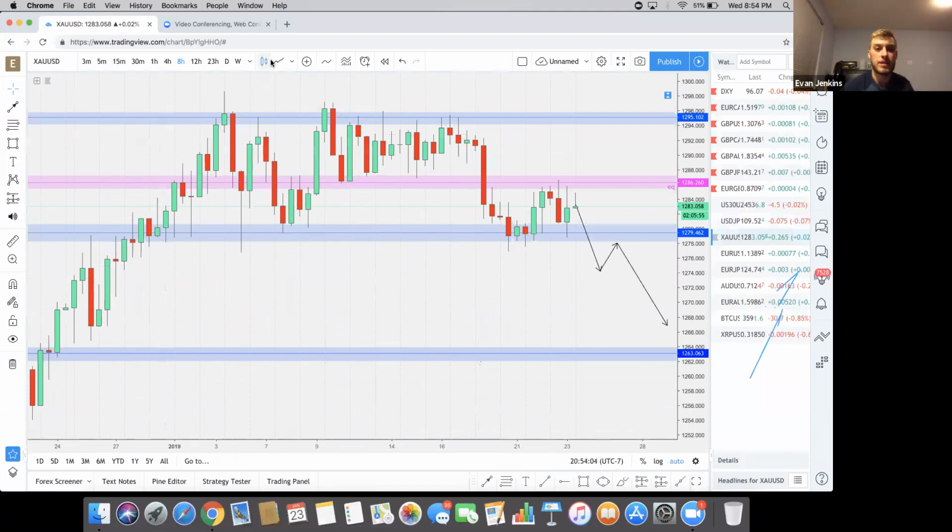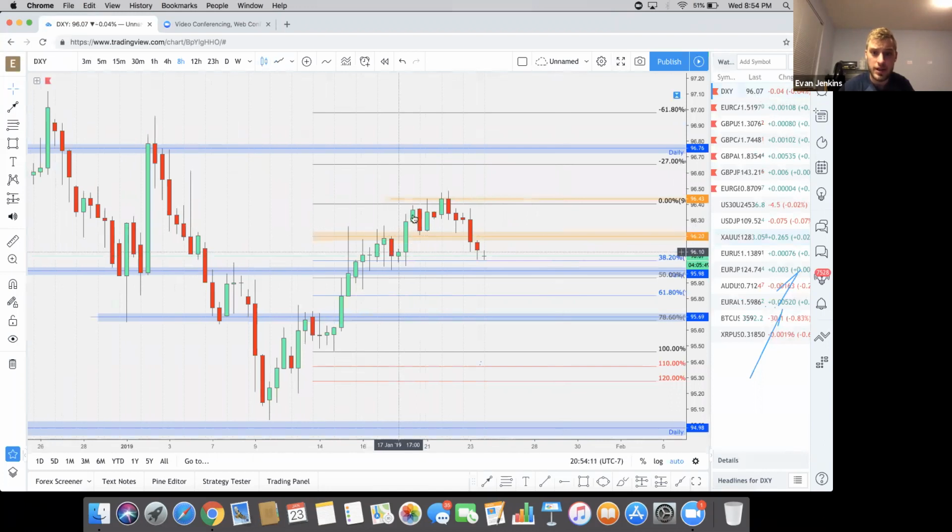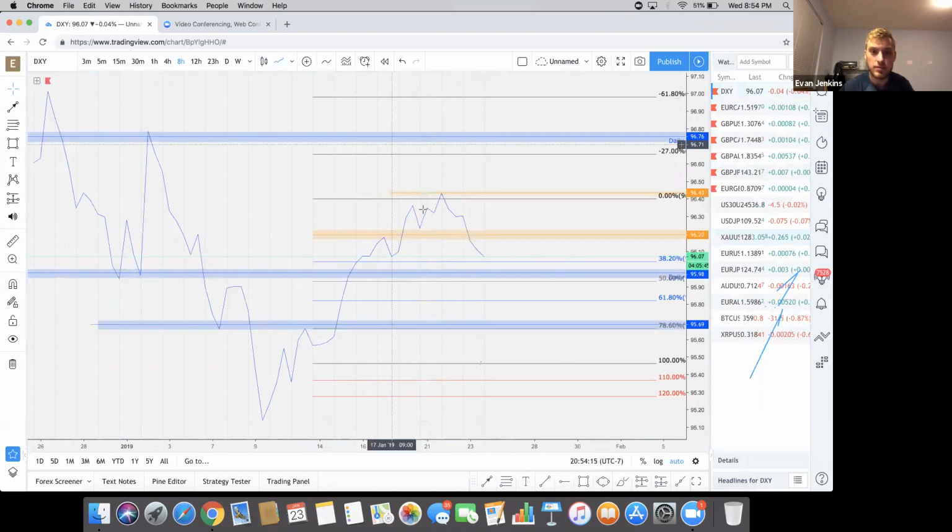So this one, same thing with the DXY. I don't know if I went over this, but we're in this range right here, so price isn't really going anywhere. It made this double top right here. We have the ceiling, and now it's falling back to this support right here. So we're kind of in no man's land.